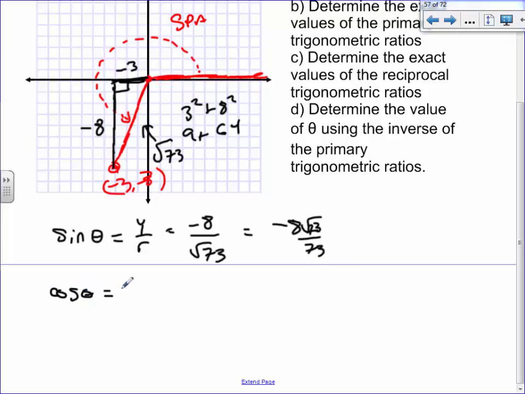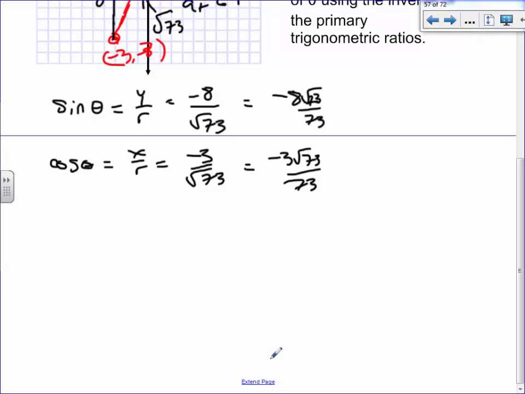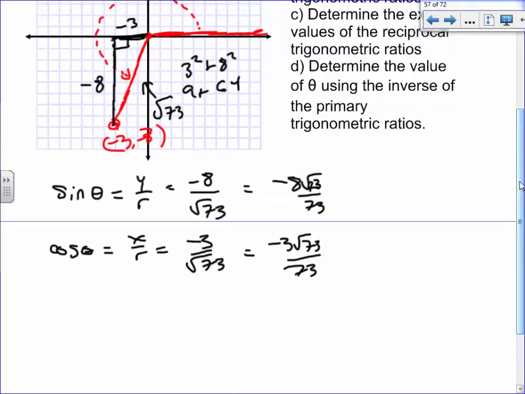Cosine. Cosine is x over radius. Your x value is negative 3 over root 73, which you'll change to negative 3 root 73 over 73. Sine and cosine are tough, because you're just working with these crazy intense square root values the whole time. And in order for me to foster good skills in you guys, I'm trying to make sure that you do them exact rather than doing decimals. Because if I let you do decimals, it's way easier, right?